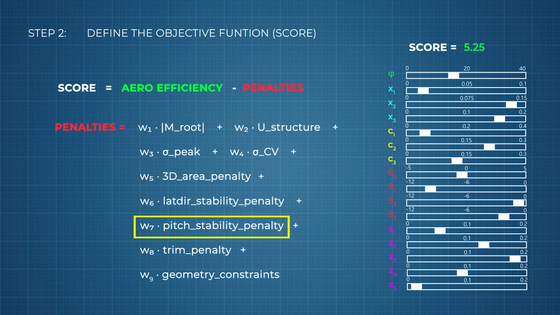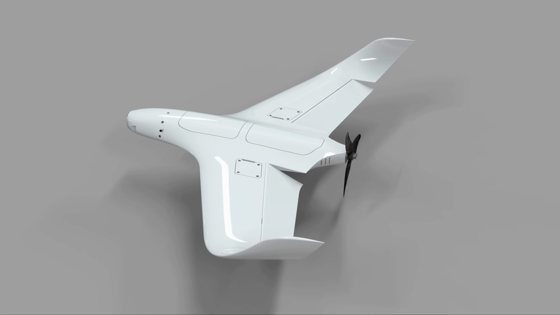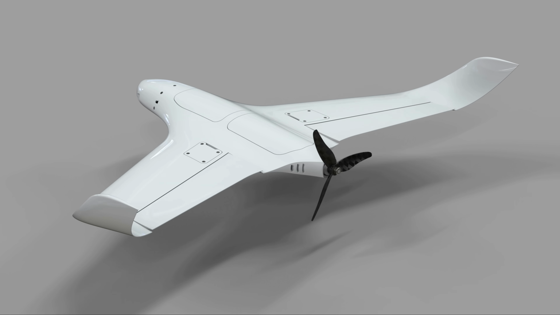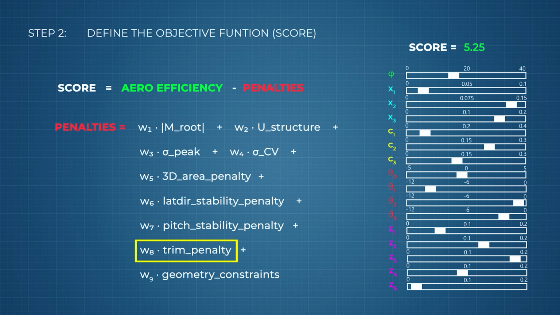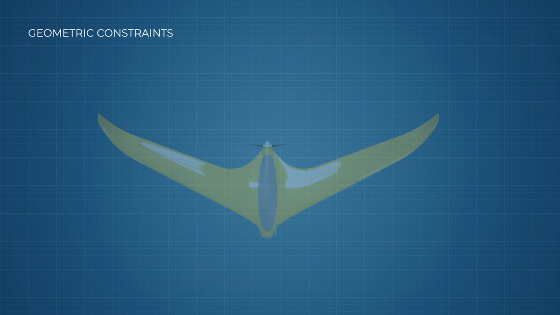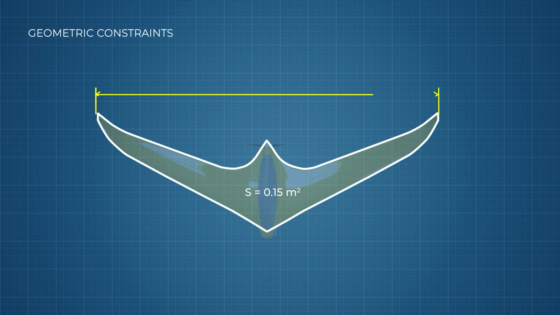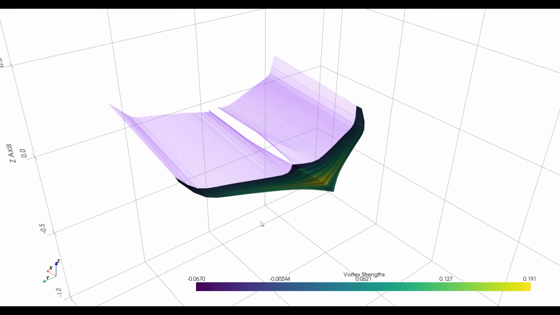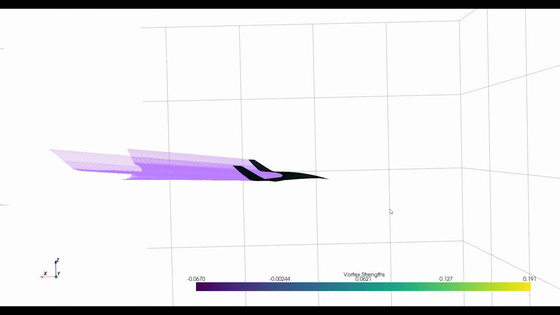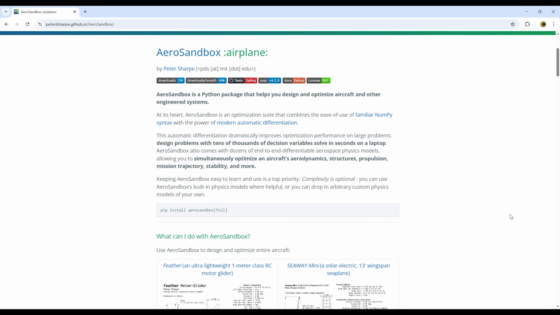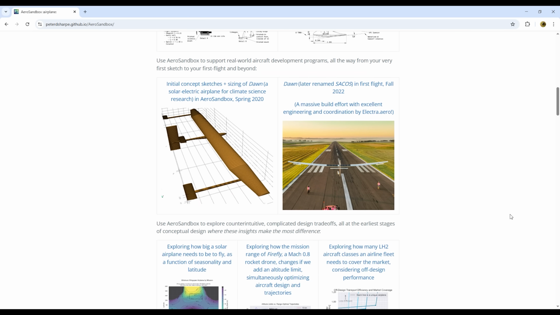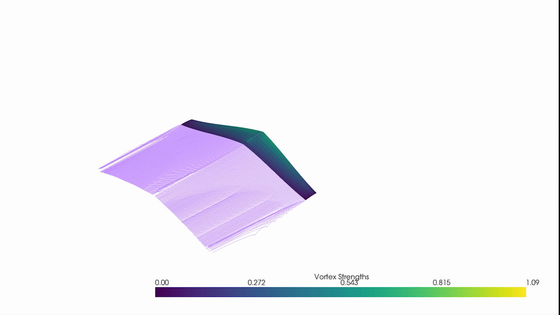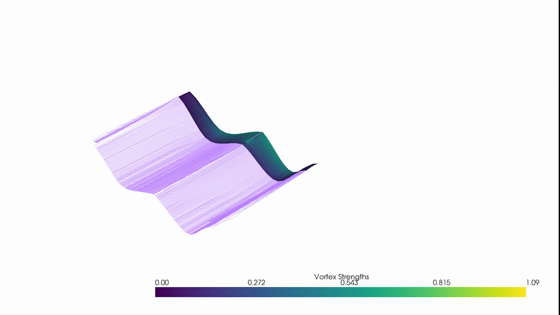Regarding pitch stability, the wing needs a positive static margin, and if a design needs a lot of control deflection to fly level, that adds drag, so trim and stability end up working together in the scoring. And finally, I added a few simple geometry constraints. The biggest one is that the wing area stays fixed at 0.15 square meters. To evaluate the aerodynamics and stability of each candidate wing, I use a vortex lattice method, VLM, through the Python library AeroSandbox. While full CFD can take hours or even days per design, VLM runs in seconds, allowing us to test thousands of wing combinations.